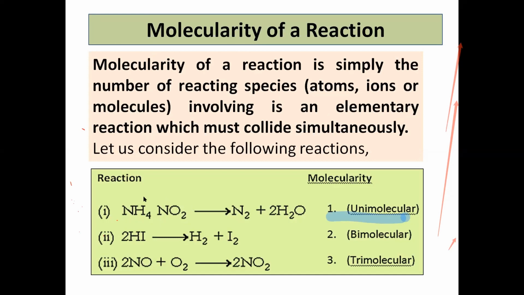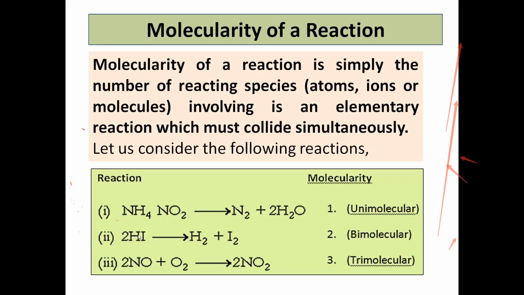Now here the reactant species में आपके पास कितना molecule है? You have only one molecule over here. So only one molecule indicates that this is a unimolecular reaction. Unimolecular means only one molecule has been reacting to form a product. Product में कितना भी हो सकता है, but reactant side में आपका कितना होना चाहिए? अगर एक molecule है आपके reactant side में, that reaction will be considered as a unimolecular reaction.